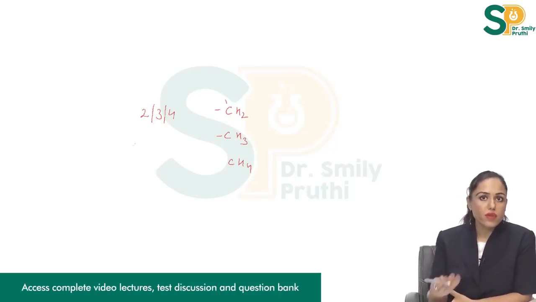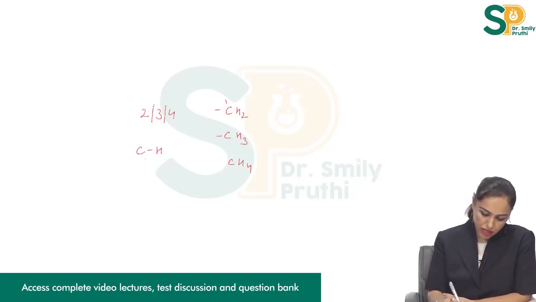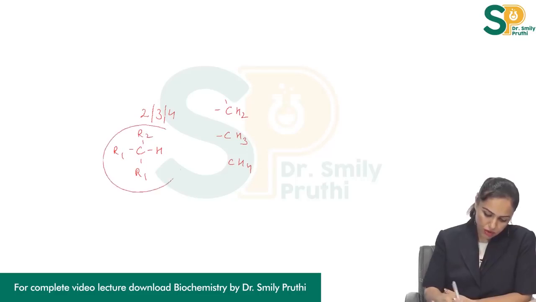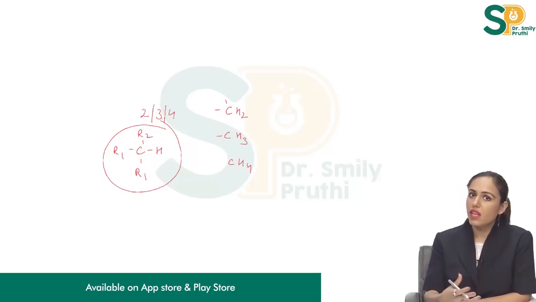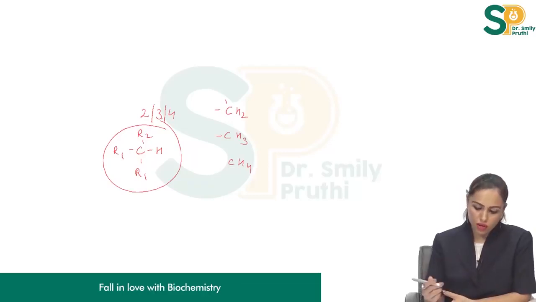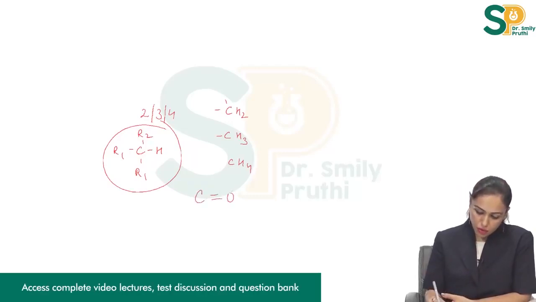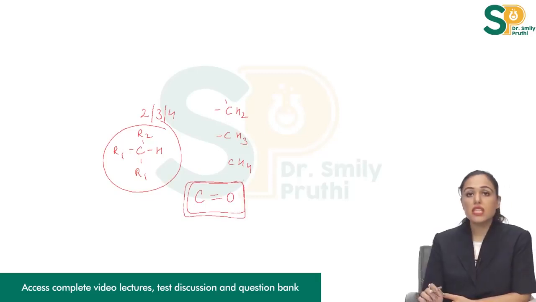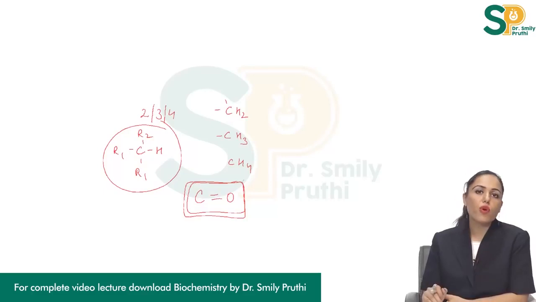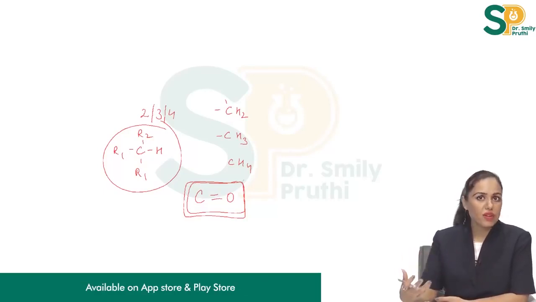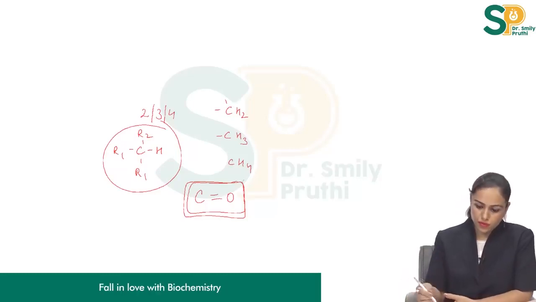Also, if 2 valencies are occupied by the same group of atoms, let's say this carbon has H here, R1 here, R1 here and R2 here, then this carbon is symmetric because 2 valencies are occupied by the same group of atoms, that is R1, right? Now tell me, is C double bond O symmetric or asymmetric? C double bond O has 2 valencies occupied by oxygen, so that is symmetric. 2 valencies are occupied by the same atom, oxygen, right?